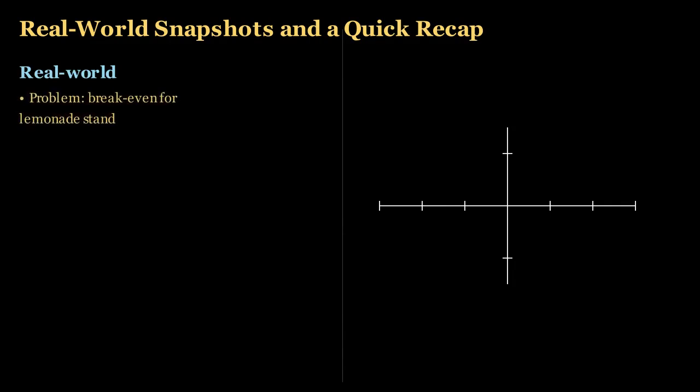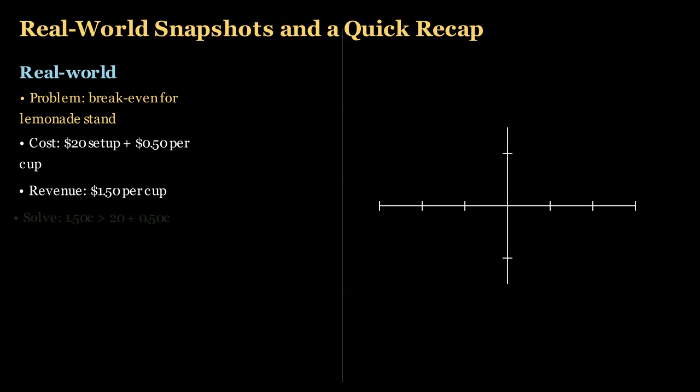At 21 cups, revenue is $31.50, cost is $30.50, so you make $1 profit. Notice we never divided by a negative, so the sign never flipped. But if your cost per cup somehow decreased the more you made, a negative coefficient, you'd have to flip. That's the one rule to never forget.